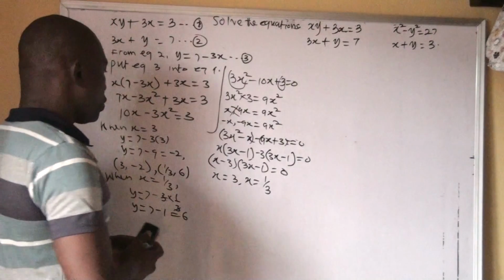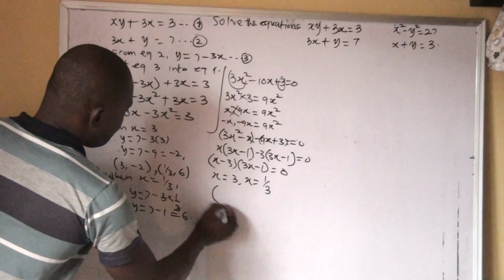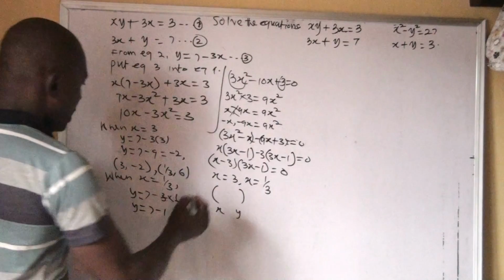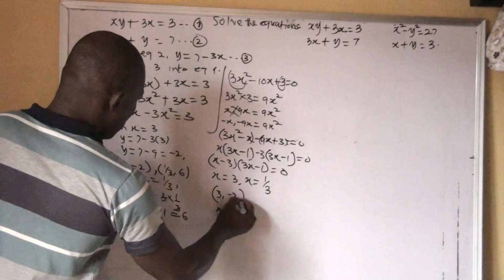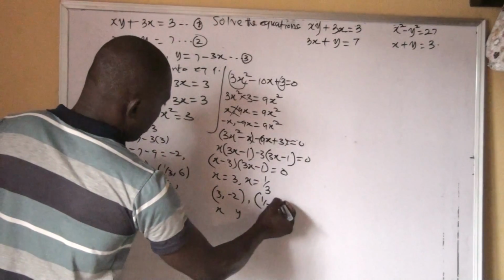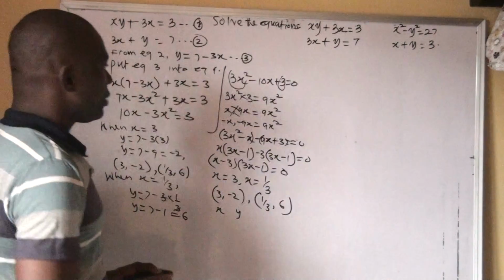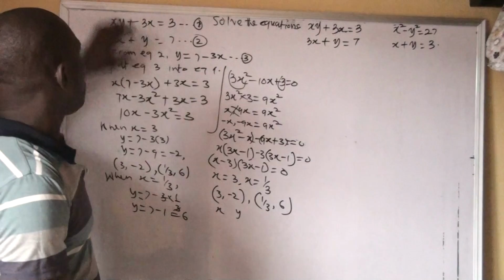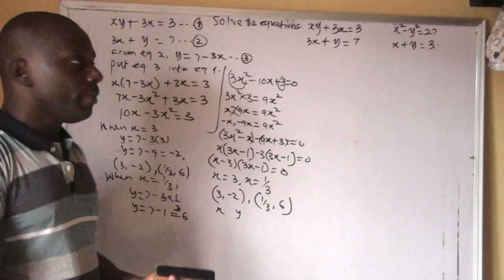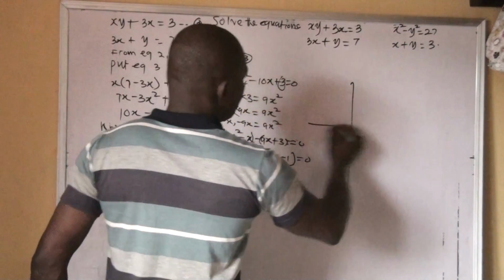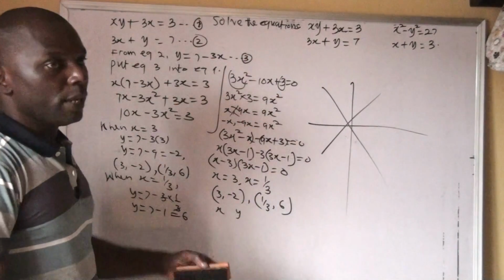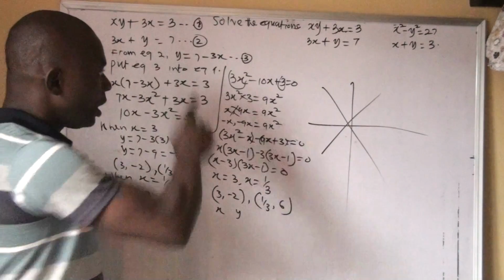These are the set of solutions for this equation. So we can write it that (x, y), these are the coordinates: here we have (3, -2). Okay, here x is 1/3 and y is 6. So assuming these two equations are graphed, these will be their meeting points. Assuming they are graphed, we will have one of the graphs this way, so where they will meet are these points. So that is the solution to the equation.